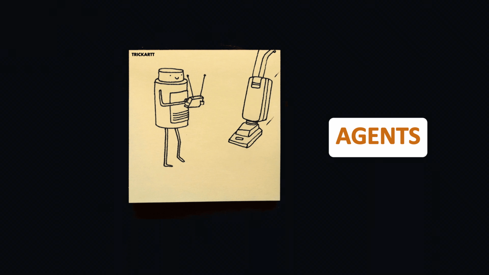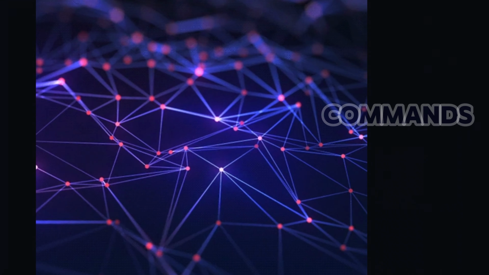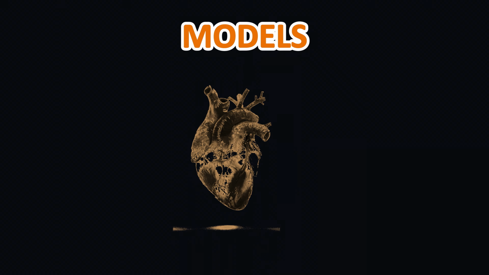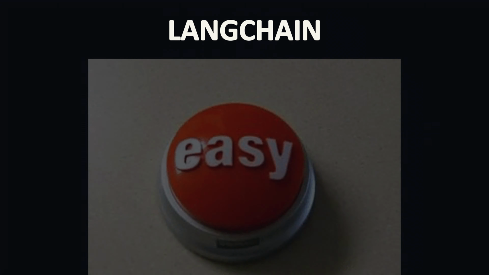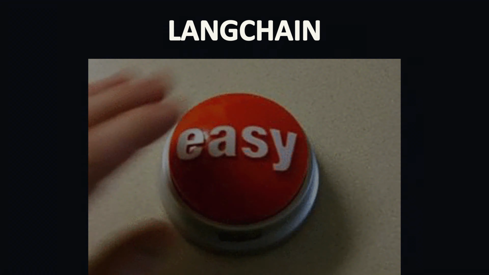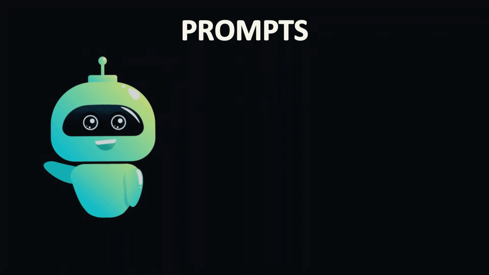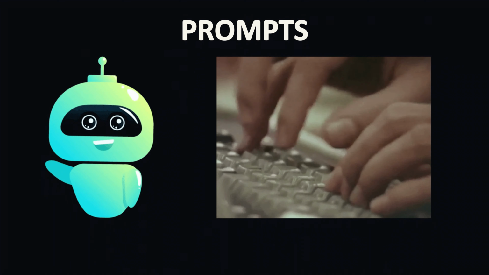Agents are like smart assistants. They figure out the best steps to solve a problem by planning the sequence of commands and tools to get the job done. Large language models are the heart of Langchain. These models, when trained on vast amounts of data, can generate text, translate languages, and answer questions. Langchain provides an easy way to use models from OpenAI, Hugging Face, Bard, QAI, and others with a simple API call. Prompts are the questions or commands we give to our language models.